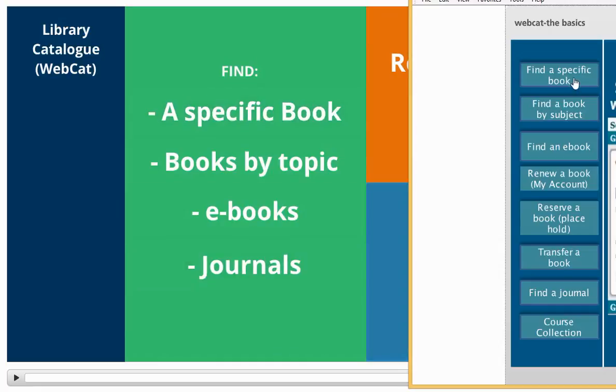So instead of students having to read find a specific book, find a book by subject, find an e-journal, find an e-book, we're saying find. And under find, you have all its sub-chapters, all the categories. So reducing the amount of visual clutter and verbal clutter by consolidating information.